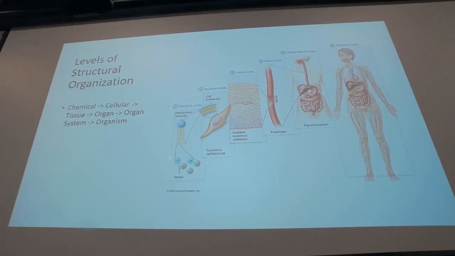So we start at the chemical level, which is made by atoms and macromolecules, and then we form parts of the cells, which will be the cellular level, and then cells of different kinds form groups that we know as tissues. And these tissues are located in a particular area, and they have a particular function.